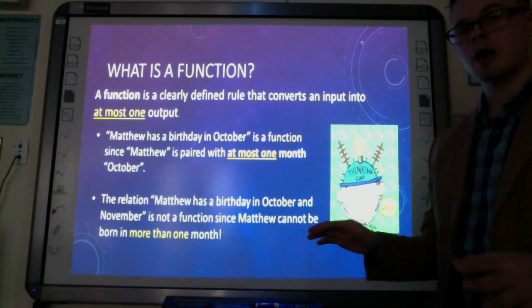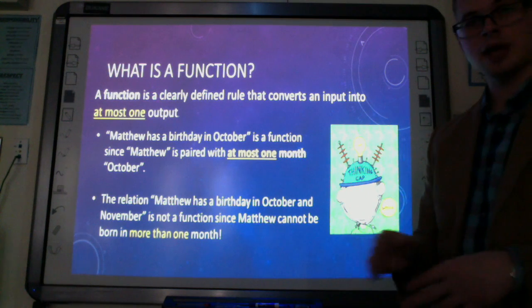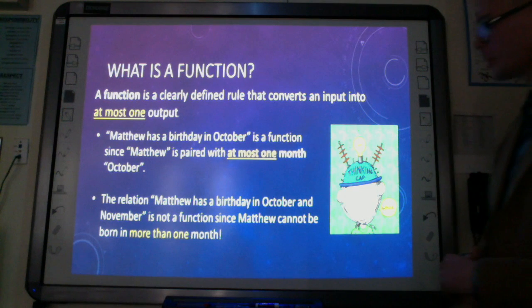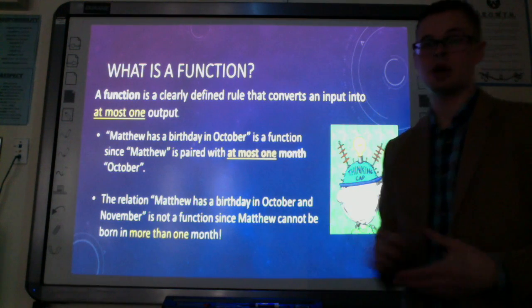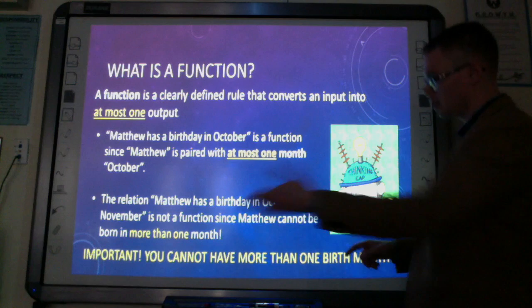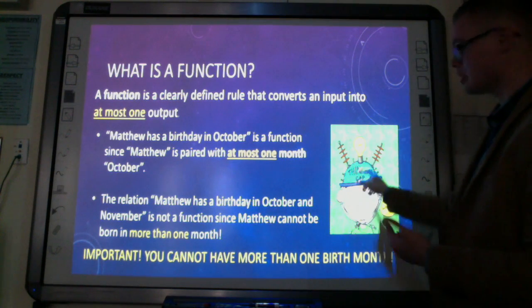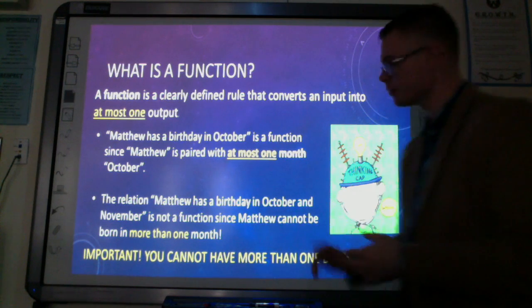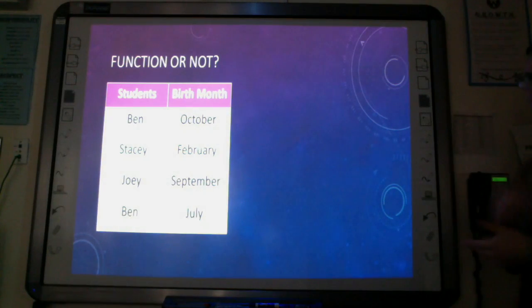It's not just about people and birthdays. You can compare anything and you can tell whether there's a function or not. Of course, we're going to focus more on numbers though. Again, you cannot have more than one birth month. Just remember that. If you forget the actual definition, remember that. So, let's do some examples.